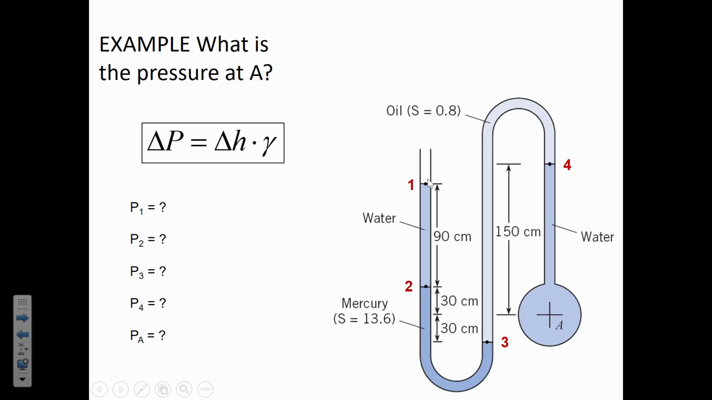So for instance, it's 90 centimeters from 1 to 2, 30 centimeters, and another 30 centimeters from 2 to 3, upward from 3 to 4, 150 plus 30, and then just 150 down from 4 to A. All right, so I'm going to stop talking, give you a chance to collaborate with your classmates here. You're going to have to calculate the unit weight for the oil and for mercury, but then beyond that it's just plus pressure when you're going down through the fluid, minus pressure when you're going up through the fluid.